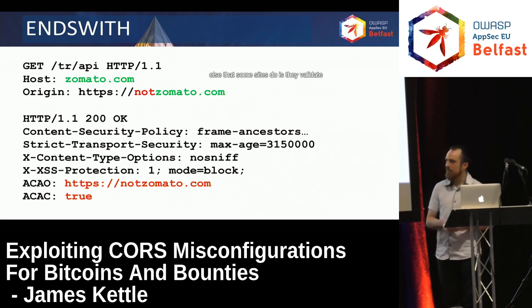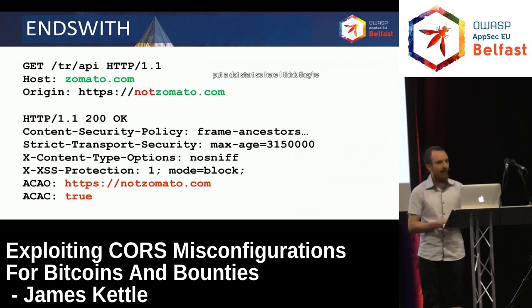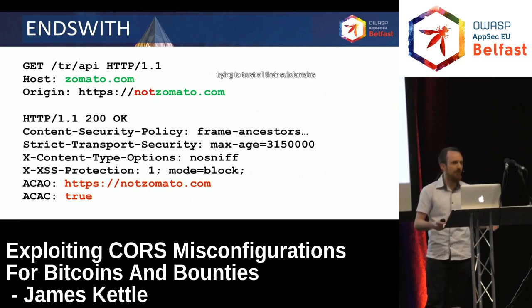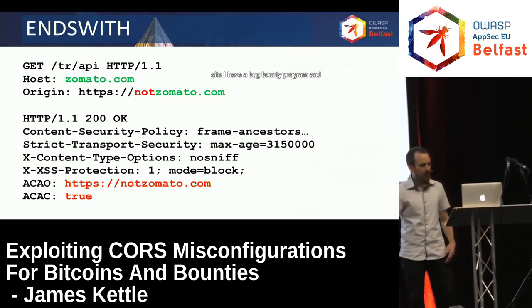Something else that some sites do is they validate the end of the origin and they forget to put a dot at the start. So here, I think they're trying to trust all their subdomains. This is Zomato. This is a real site. They have a bug bounty program.